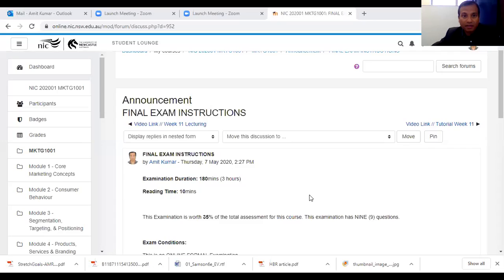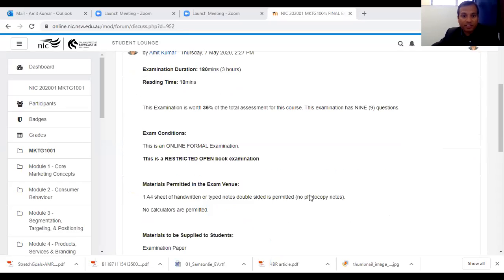Let me go through the instructions which I have given to you, because I wanted to see, is it a closed book or open book, to what extent. So just hang on. I'm going through the final exam instructions. Maybe you can read as well. I'm trying to. Okay. So foundation, instruction, it says that the examination is worth 35% of the total, 9 questions. Condition, there is an online formal examination. This is a restricted open book examination.